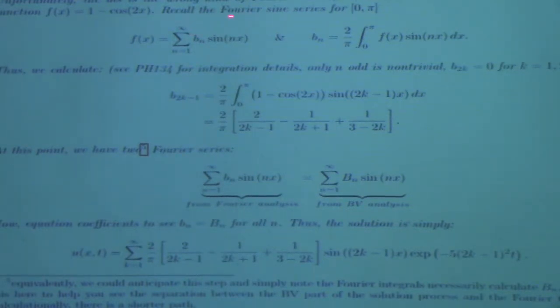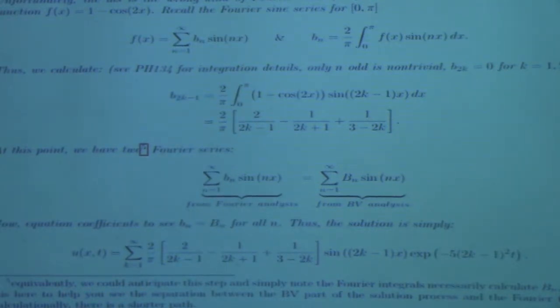Recall the Fourier sine series for 0 to pi. I just worked out the nub of it for you, which is that you integrate your function with respect to sine from 0 to pi and multiply by 2 over pi to get that coefficient. I have the details on practice homework page 134. It works out that only when n is odd is this integral non-trivial. When n is even, the integration works out to 0. When it's odd, the integration works out to this. So that's your b sub odd coefficient.